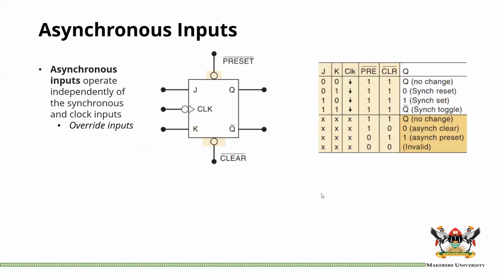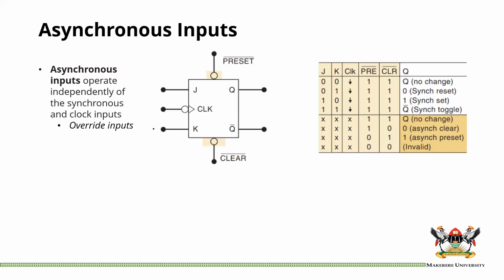Okay, so the asynchronous inputs are those that operate independently. In terms of flip-flops, these operate independently of the synchronous clock inputs. They don't wait for the clock to happen for them to perform the active function. In that way, they are like combinational logic circuits where if you change the inputs, they will create the expected change at the output.